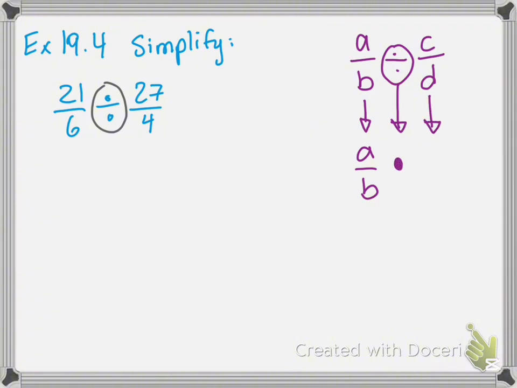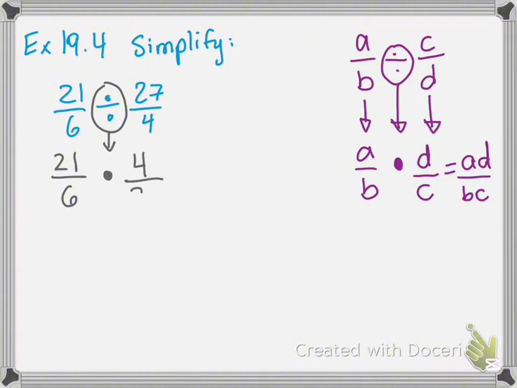And then the second fraction, you're going to write its reciprocal. Remember, the reciprocal is changing what is on the top for what is on the bottom. Then we multiply as usual. A times D is AD, and B times C is BC. So let's do it with this example. Again, we keep the first one exactly the same. We change the division sign for multiplication, and now we write the reciprocal of the second fraction.